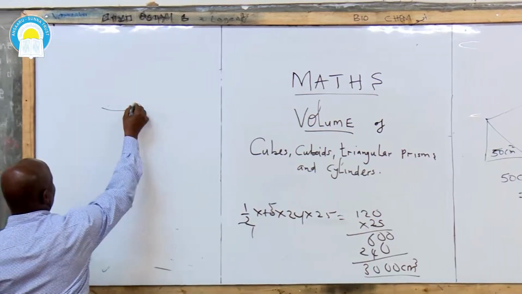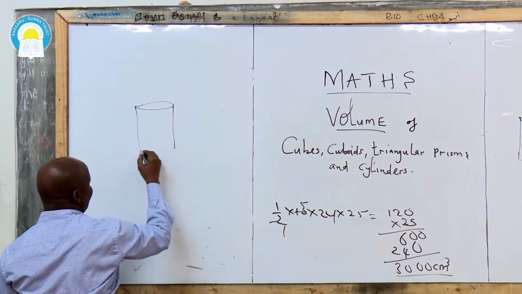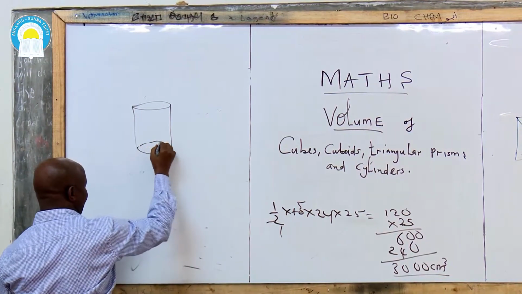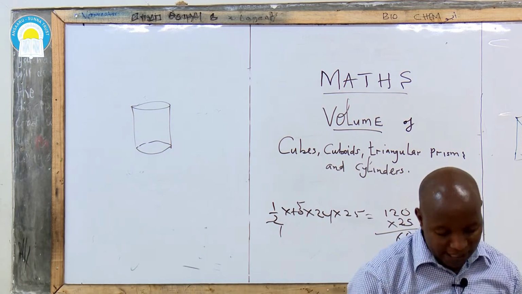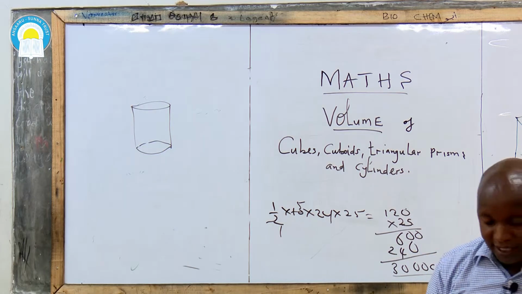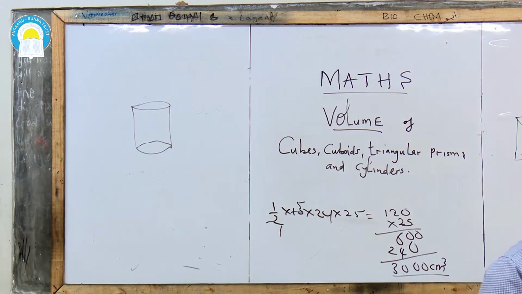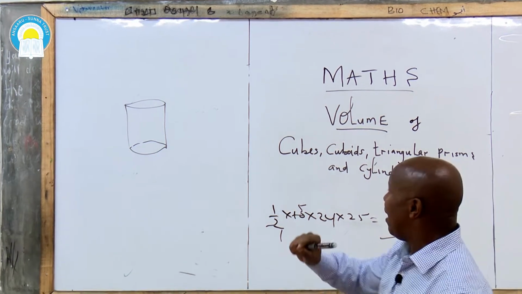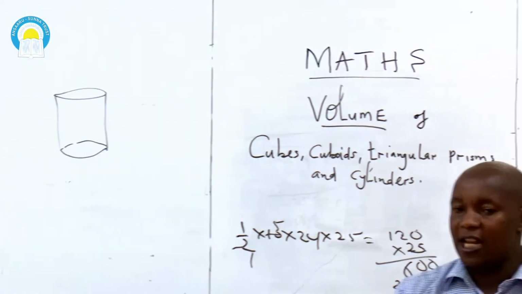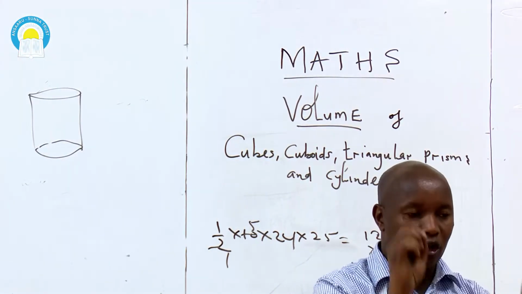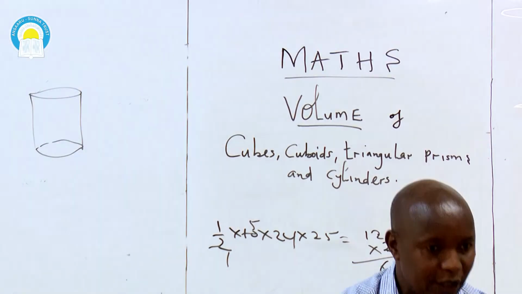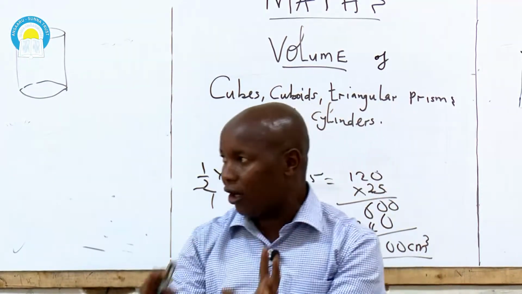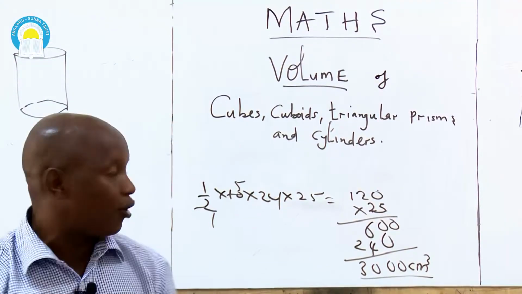A cylinder is like this, and sometimes you are told it's open, sometimes you are not told it's open. You are the one to use your mind and your brain to identify which one is open and which one is closed. For example, in major exams, in this KCPE advanced exam, they talk of a metal rod, a cylinder in the form of a metal rod. Once you hear a metal rod, that figure is already closed. Don't argue again. You get a metal rod, that rod is closed.